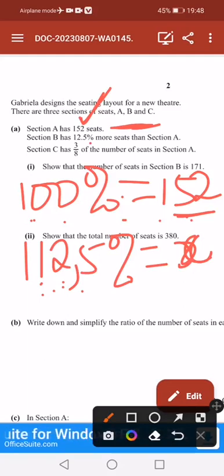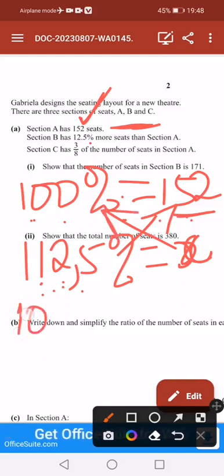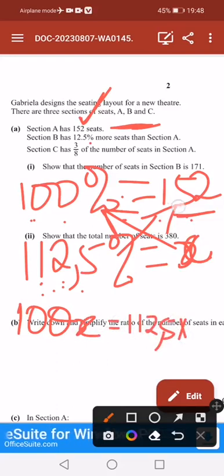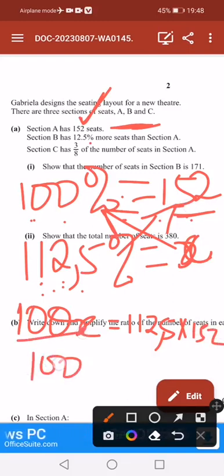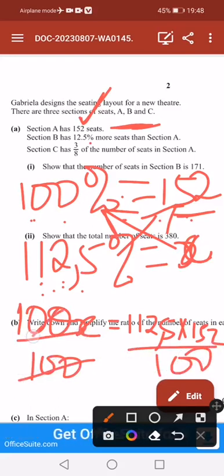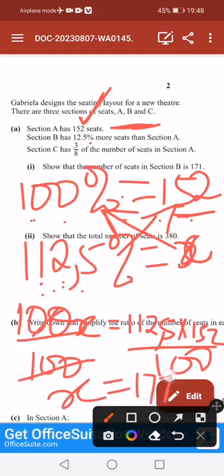Okay, so what are you going to do? This is well known as a simple proportion. What are you going to do now? You are going to use cross multiplication like this. Cross multiplication, then you are going to be left with something like 100x equivalent to 112.5 times this one, which is 152. Then we divide both sides by 100, then we are left with x equivalent to 171. If you use your calculator, you are going to get 171. Okay, so I have shown that the number of seats in section B is 171.